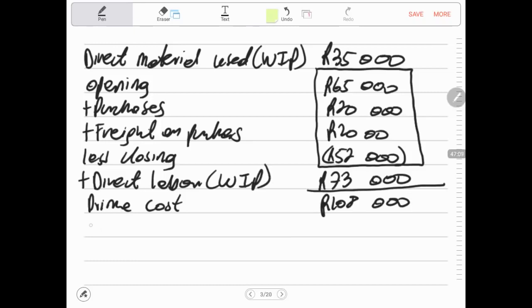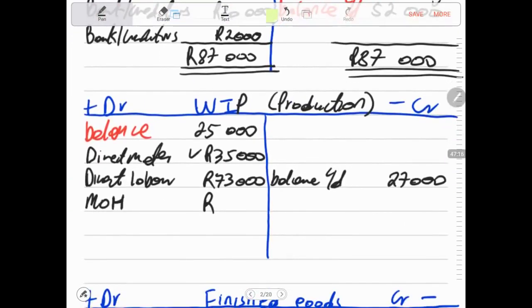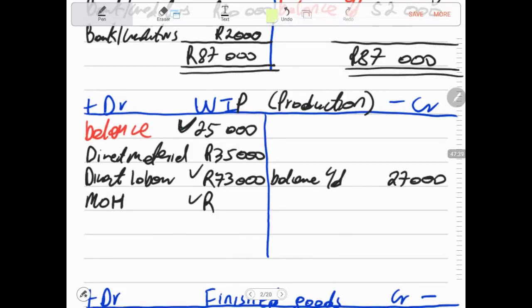What else now do I need? I need to add my manufacturing overheads. Where is that coming from? Remember, I need to have direct material, direct labor, plus manufacturing overheads. Now, not forgetting that there is an opening balance of the work in process. When I brought the direct material, the labor, and the overheads, there was already an opening balance. So now I need not to be ignorant of that opening balance, which was already brought in here.